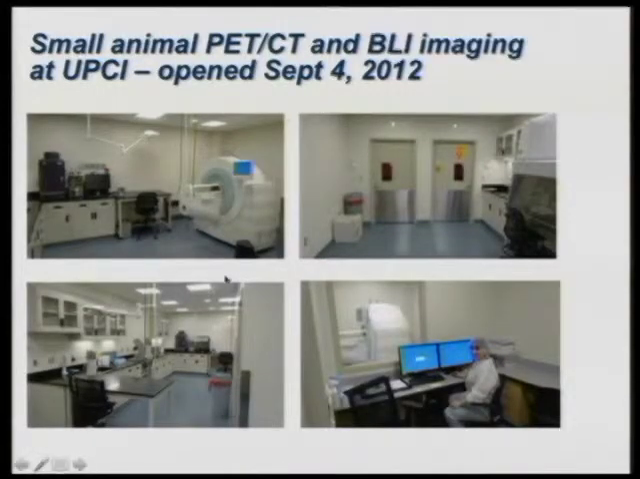So finally, I just wanted to show you our new imaging facility. It opened yesterday. It's in Hillman Cancer Center. So now under one roof at Hillman Cancer Center, there's preclinical MRI, ultrasound, 2 bioluminescent scanners, optical tomography, and PET-CT. This is the new suite with the PET-CT, and this one is bioluminescent with X-ray.